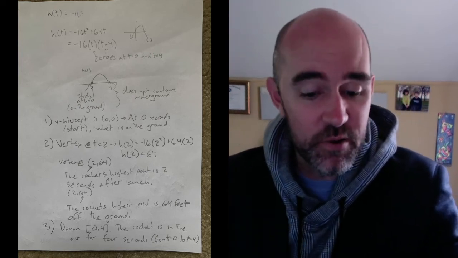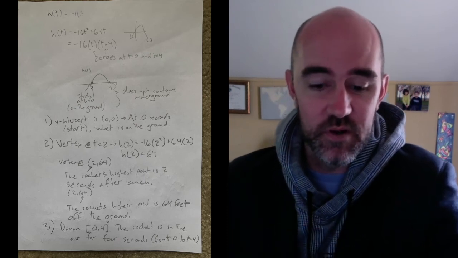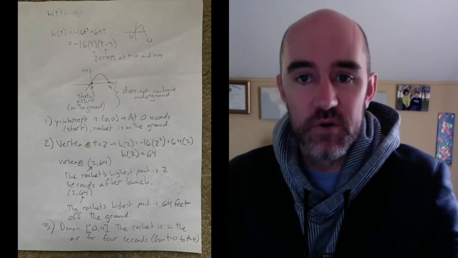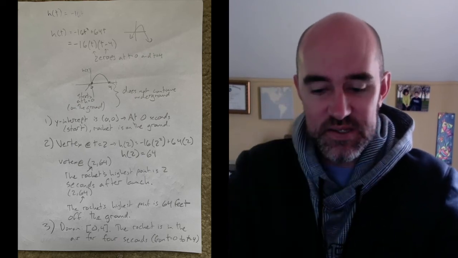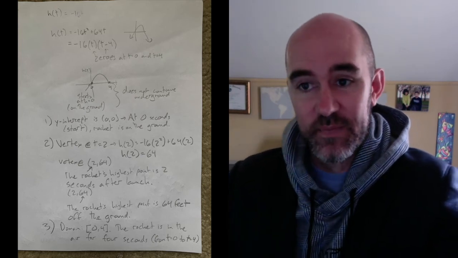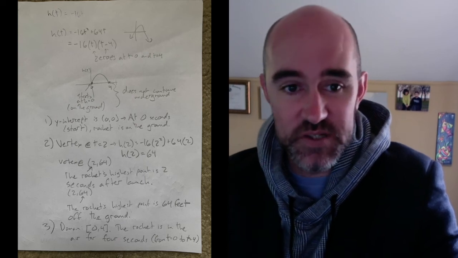I then went on to the third question, the domain, and the domain is from 0 to 4. T goes from 0 to 4. I almost put X. The rocket is in the air for a total of 4 seconds. So it starts climbing at 0 seconds, and it lands at 4 seconds. So that's all that the domain tells me. It's from 0 to 4, meaning it was in the air from 0 to 4 seconds, a total of 4 seconds.